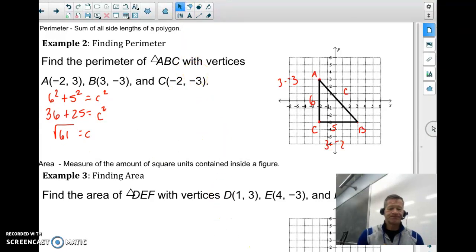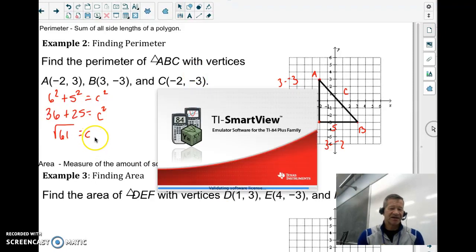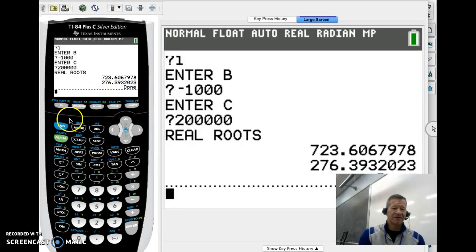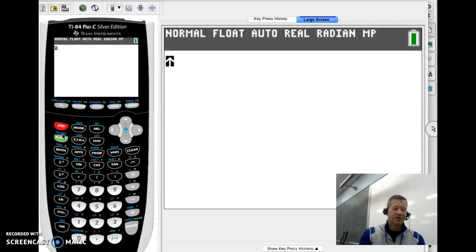Now, I'm going to open my calculator here. The square root of 61, I know, is a little bit less than 8, because I know 8 squared would be 64. But let's get a better approximation of that. The square root of 61 is the exact answer. So let's go square root of 61.